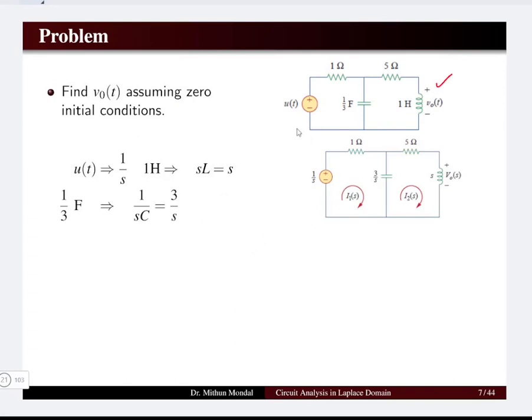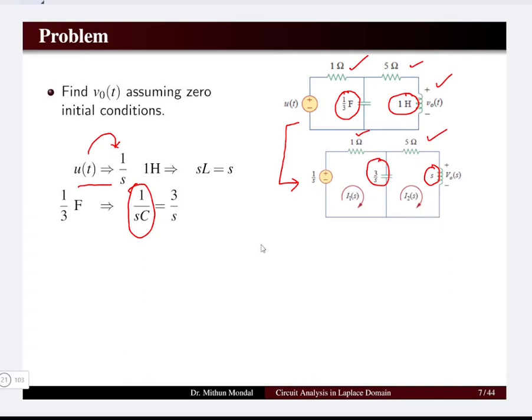So if we need to convert this network into the frequency domain, then we know that u of t, which is the step input in the time domain, will give 1 by s in the frequency domain. So we have transformed the source into the frequency domain. Now the inductor of 1 Henry will be represented with sL, which is s, and the capacitor of 1 by 3 farad will change to 1 by sC, so that is equal to 3 by s. The resistor remains the same as it is.